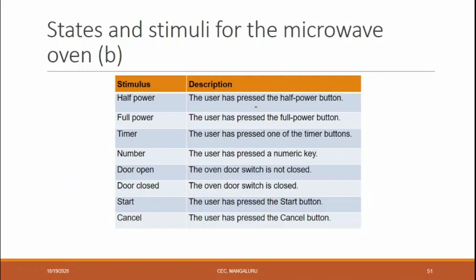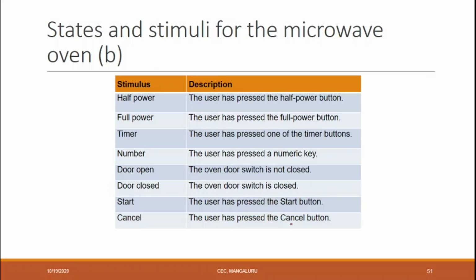Off power, the user has pressed the off power button. Full power, the user has pressed the full power button. Timer, the user has pressed one of the timer buttons. Number, the user has pressed a numeric key. Door open, the oven door switch is not closed. Door closed, the oven door switch is closed. Start, the user has pressed the start button. Cancel, the user has pressed the cancel button. So this is what we have seen in the states and stimuli for the micro oven.